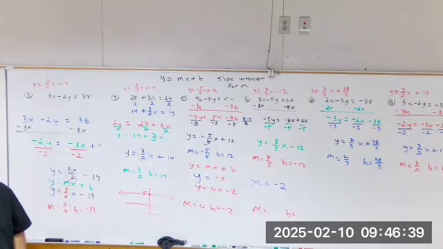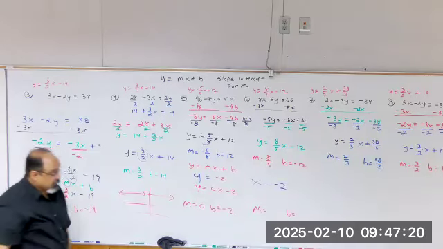Now, the vertical line, x equals -2. What's the slope of a vertical line? What letter comes right before V in the alphabet? U. UV, right? So what slope is a vertical line? U. Undefined. The slope of a vertical line is undefined.